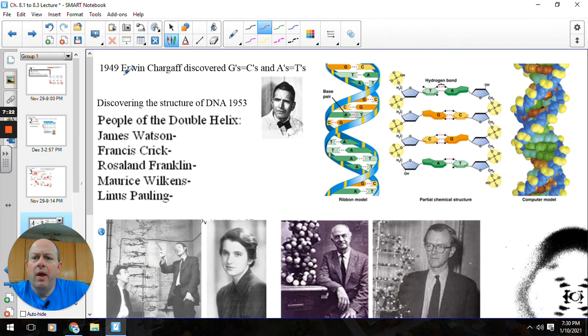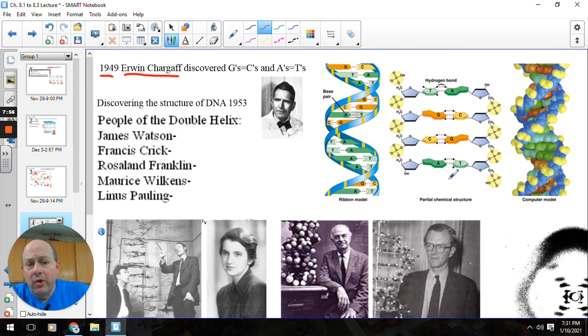And so we had one more minor experiment then. It was done by Erwin Chargaff, and he came up with, in 1949, that no matter where the DNA sample comes from, the amount of G's always equal the amount of C's. And then he also said the amount of A's always equal the amount of T's. And so it doesn't matter if it was a hair sample or from a fish scale or a plant, it doesn't matter. C's have the same percentage as G's, and A's have the same percentage as T's.